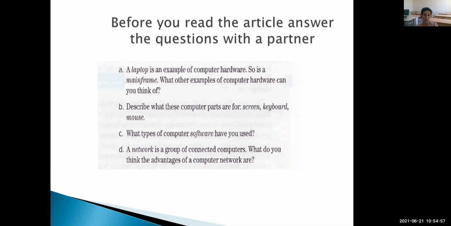B: describe what these computer parts are for: screen, keyboard, and mouse. Of course, I think you know that the screen is the screen of our computer, which is also sometimes called the monitor. It is the place where we look and get information from, that helps us to see what is on the monitor of our computer.